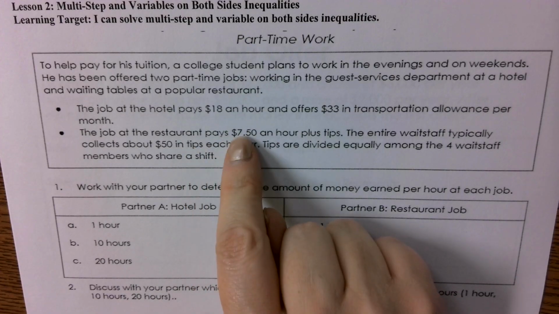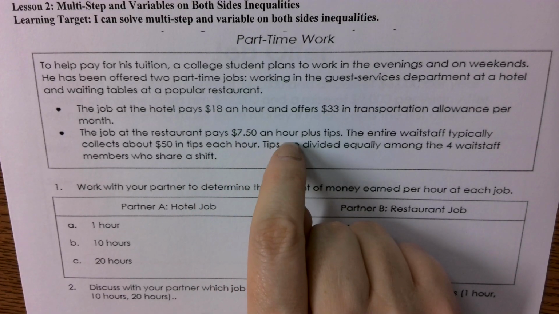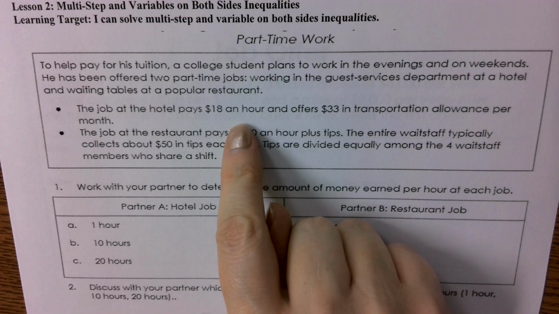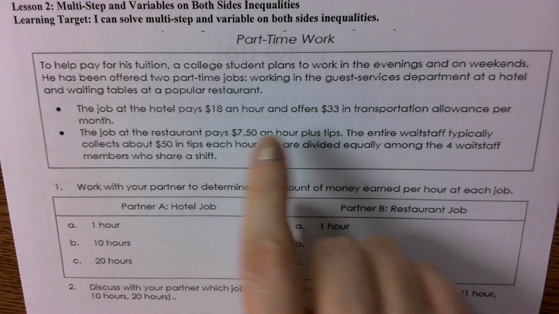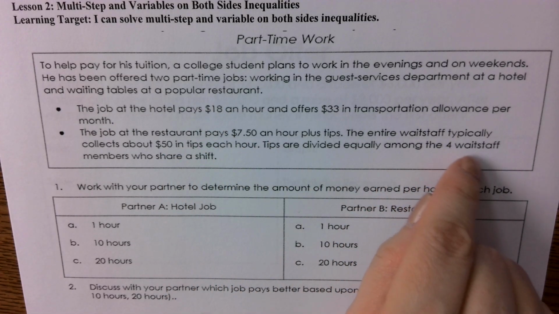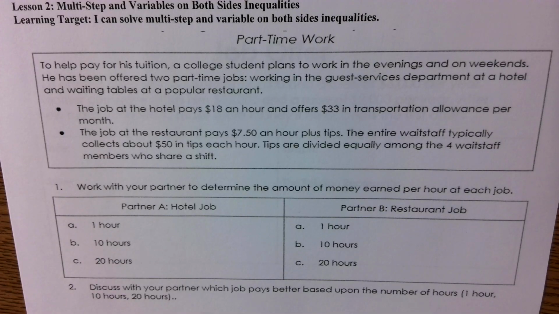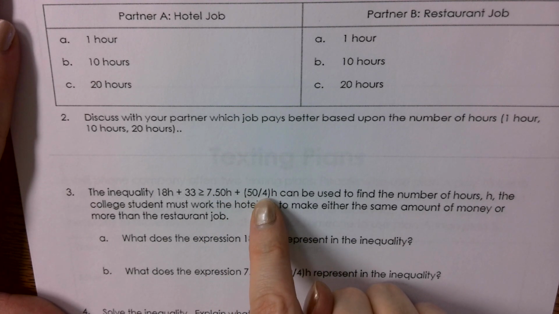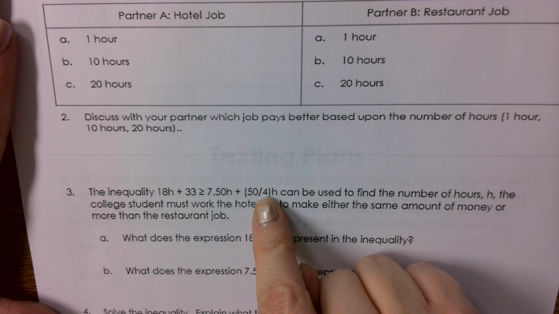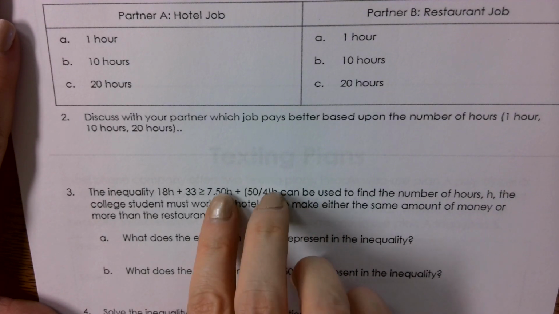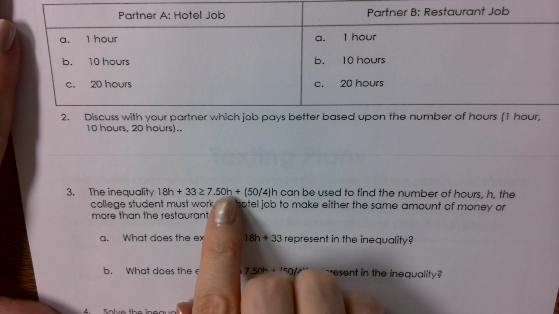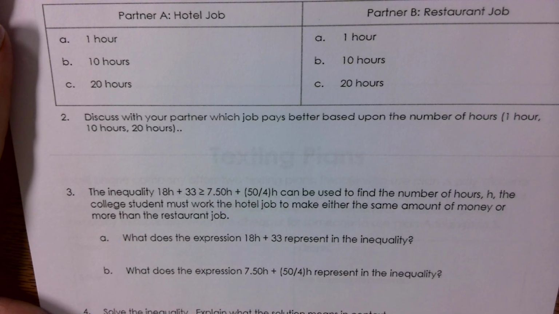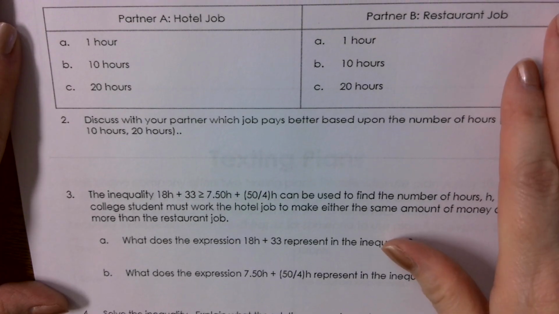At the restaurant, he's going to get $7.50 an hour for himself. Then he also gets to split the tips. He gets about $50 in tips each hour that's going to be split equally amongst 4 wait staff. So that might sound confusing, but the nice thing is that they already wrote it down here. If you were to simplify this, 50 over 4 simplifies to $12.50 per hour. And then you could even combine that with the $7.50 per hour to equal $20 per hour that they would be making. Okay? Yes?